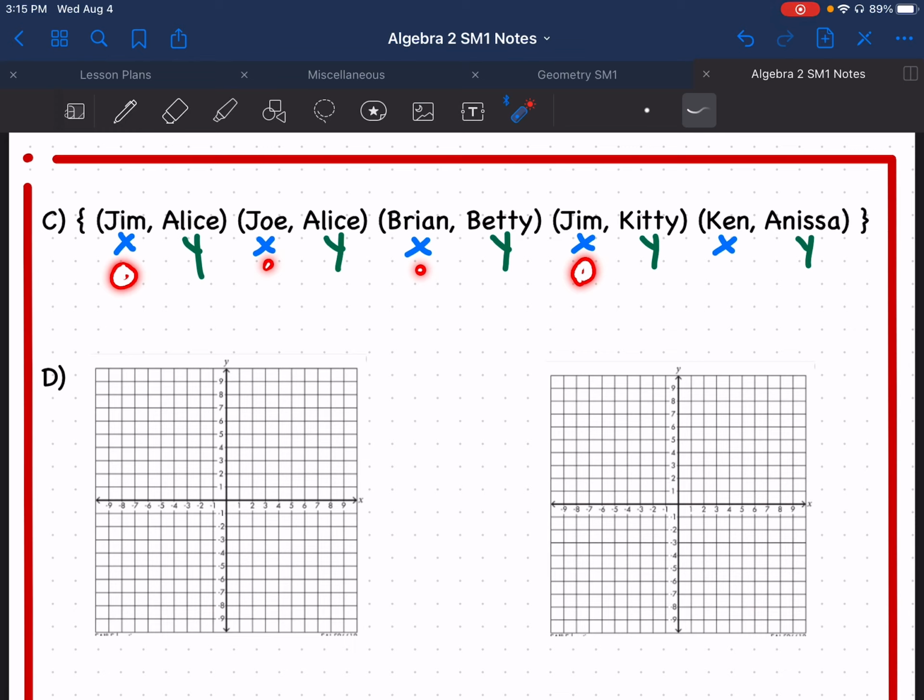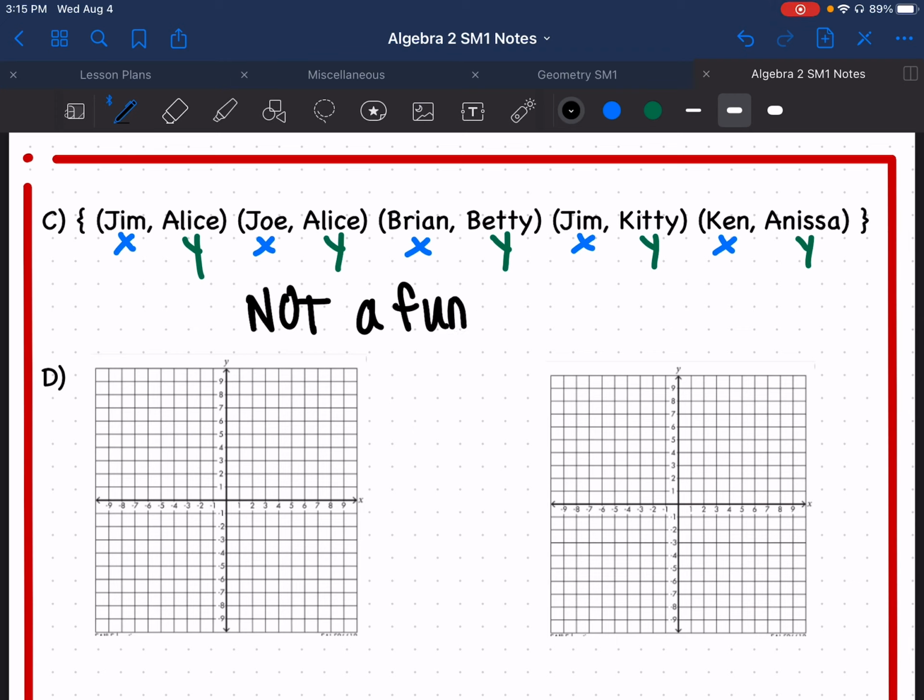Is this a function? No. It doesn't even matter that Ken is a different name. This one is not a function. And it's because we have Jim and Alice, and it's because we have Jim and Kitty. So the reason that this is not is because of Jim. Shame on you, Jim.